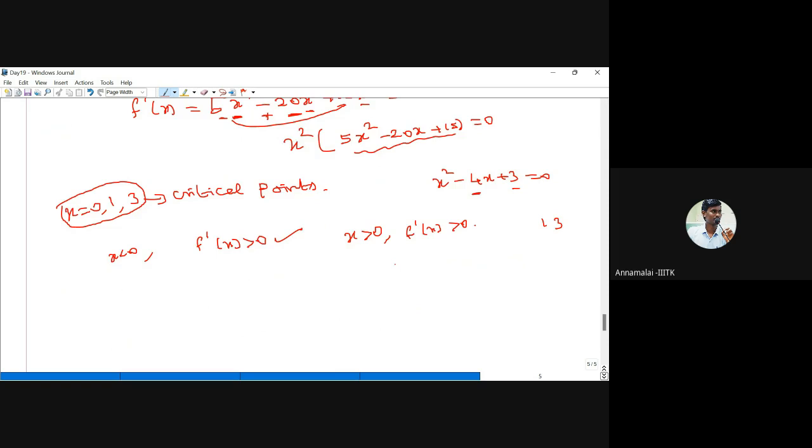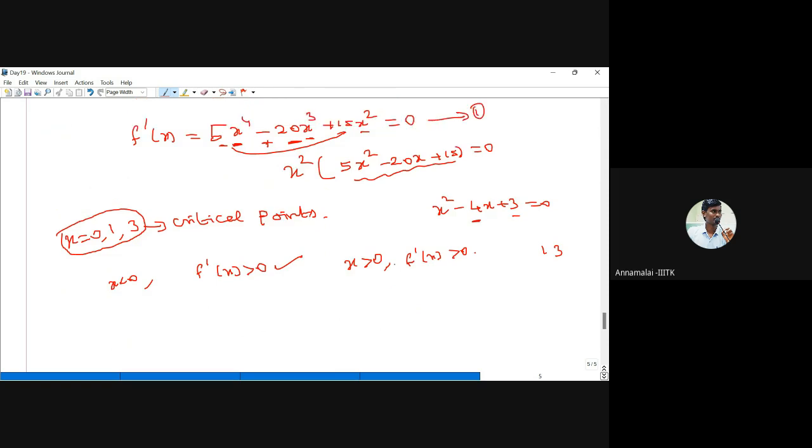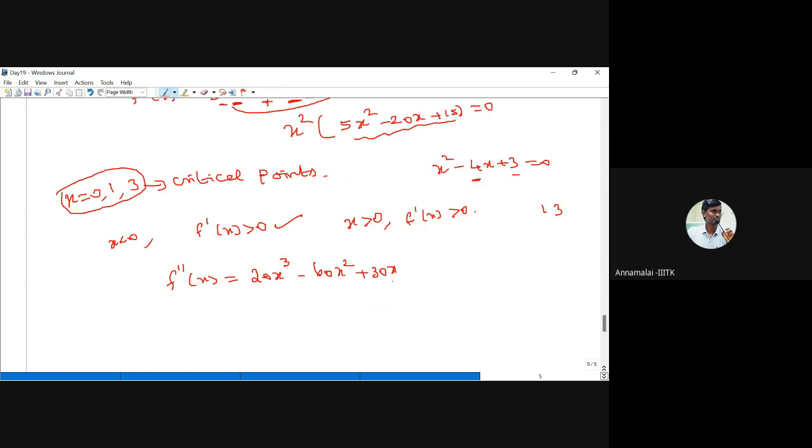Sir, we should check for f double dash, no, sir? Yeah, there is another method. You have to find f double dash and then substitute the critical points. If you get the f double dash negative, that should be a maximum value. So you have to find the f double dash. What is f double dash of x? It is nothing but 20 times x power 3 minus 60 x square plus 30x. Now you have to substitute the critical points.